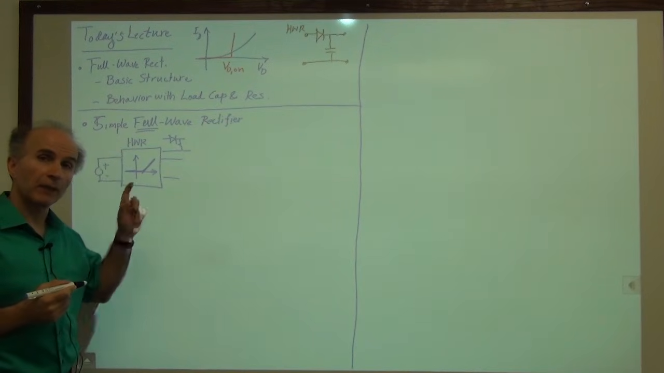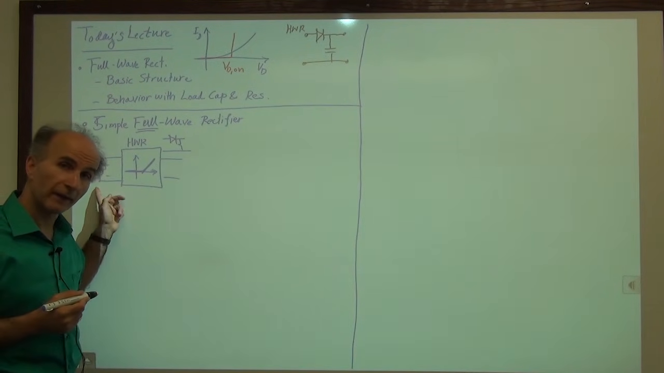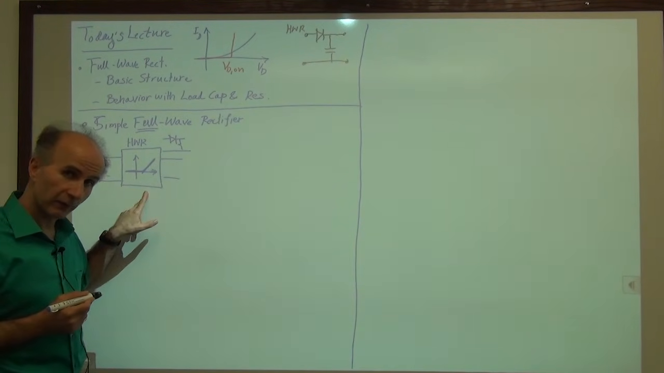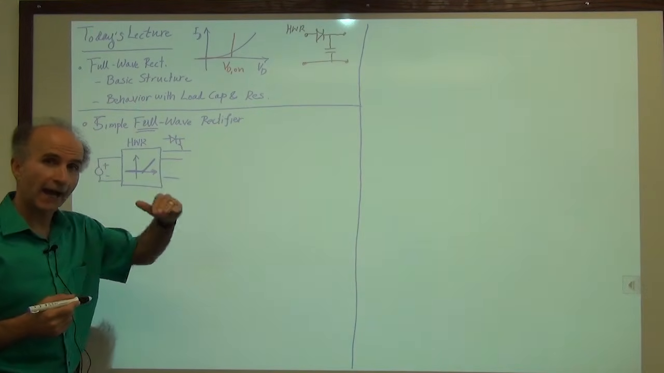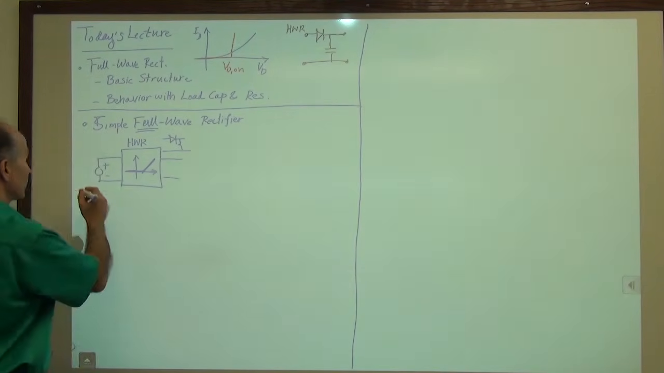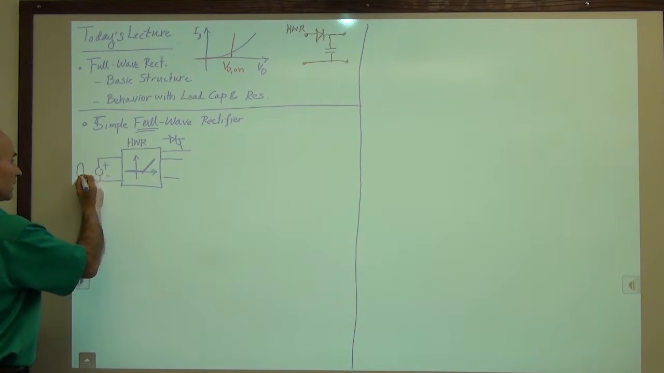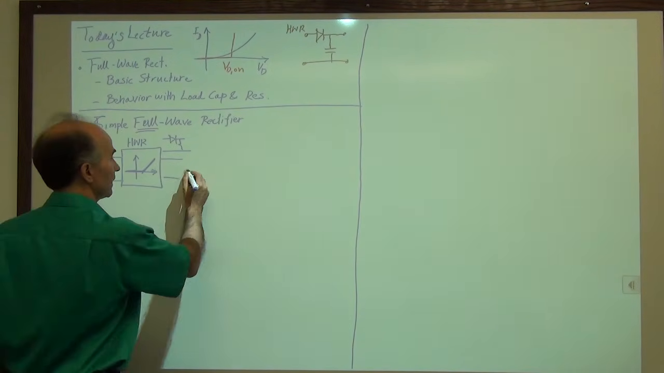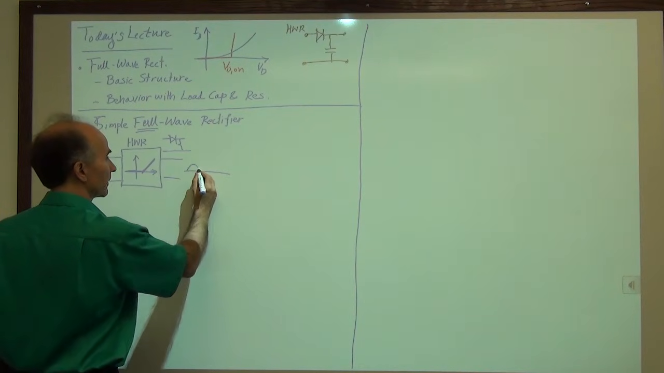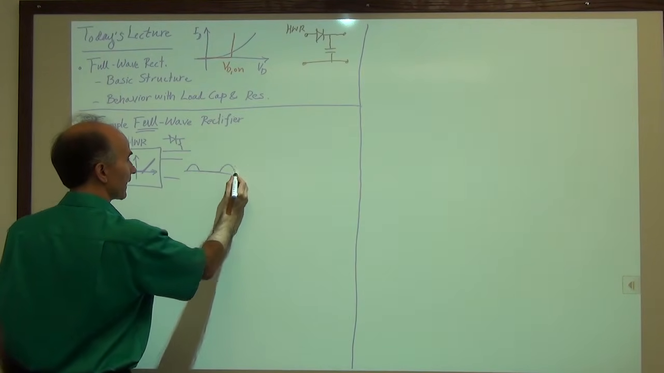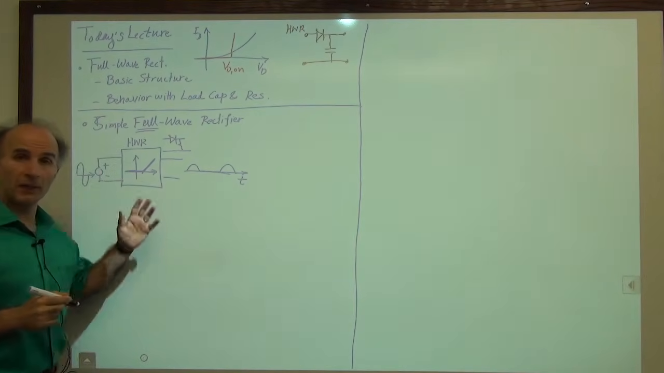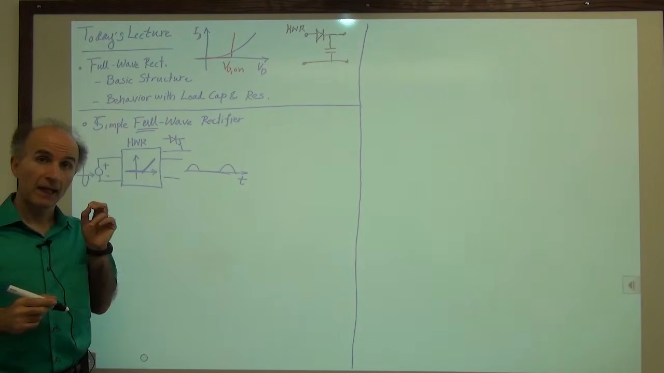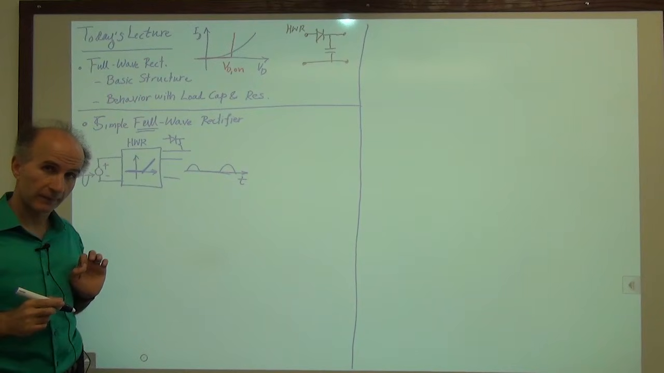And we saw that when we apply a sinusoid at the input of this half-wave rectifier, the output consists of a bunch of half sinusoids. So we have a sinusoid here, and what we see here is that we kept only the positive half cycles and we got rid of the negative half cycles. So that is the behavior of a half-wave rectifier.